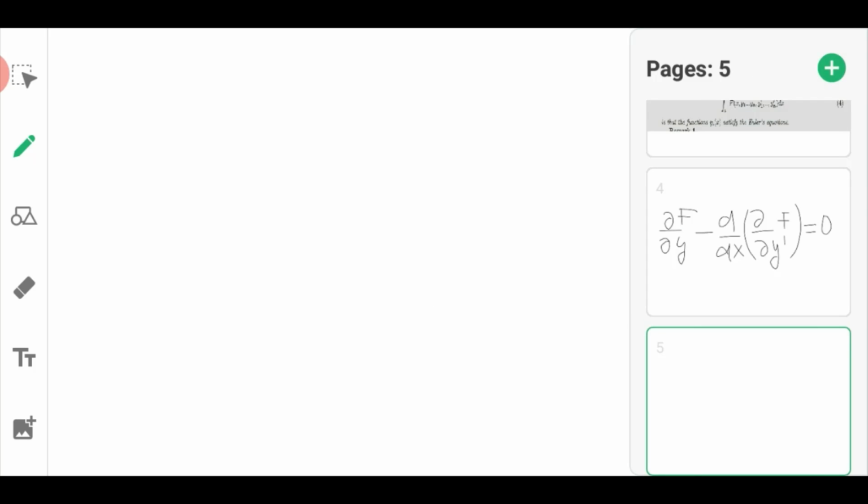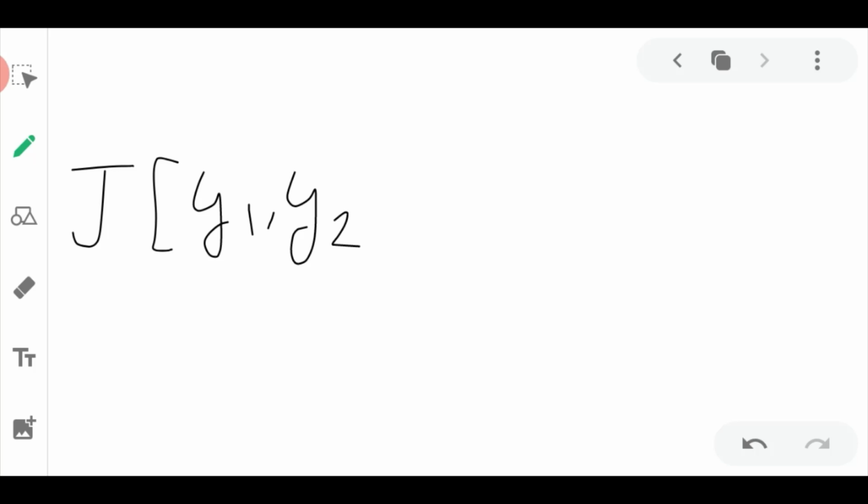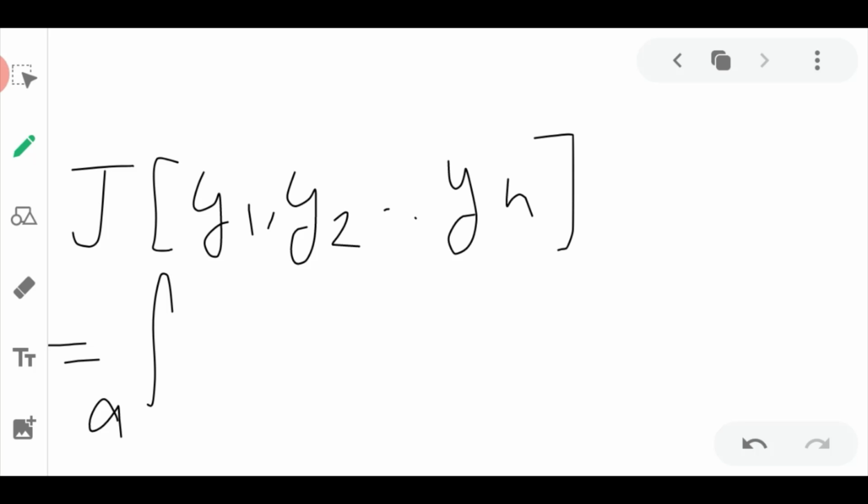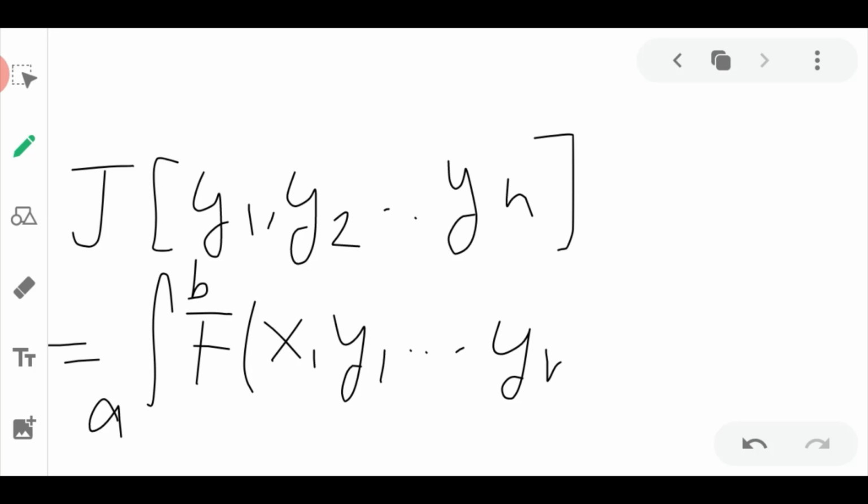But now our functional is of n variables, and this looks like J of y1, dot dot dot, yn, which is equal to the integral from a to b, the limits are the same, of a function capital F of x, y1, dot dot dot, yn, y prime of 1, dot dot dot, y prime of n, dx.